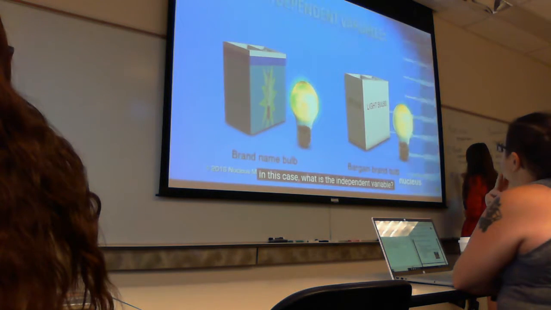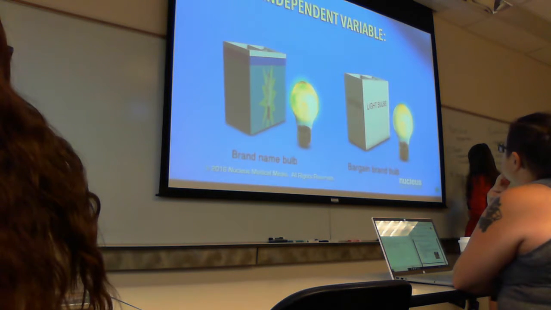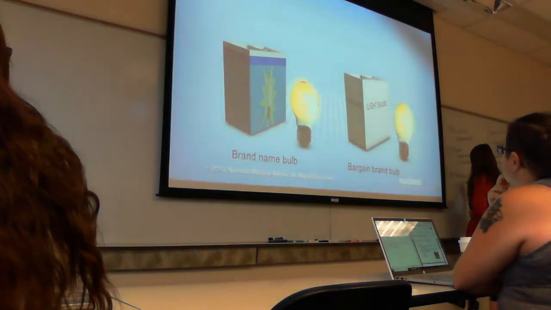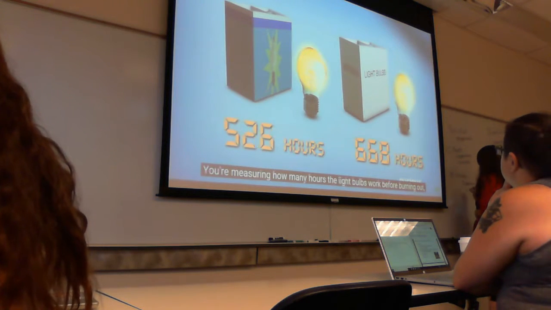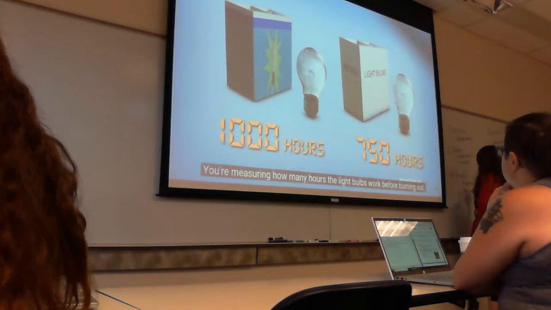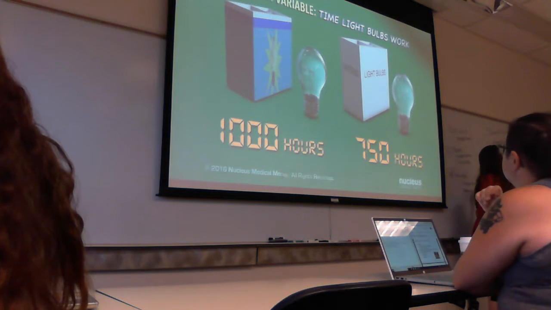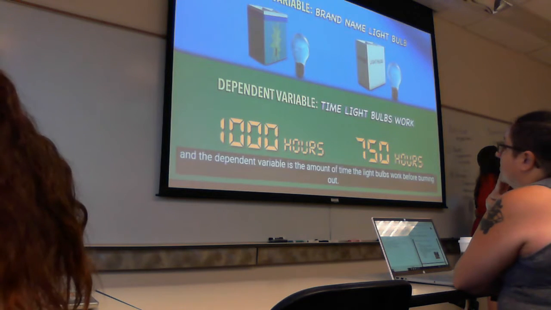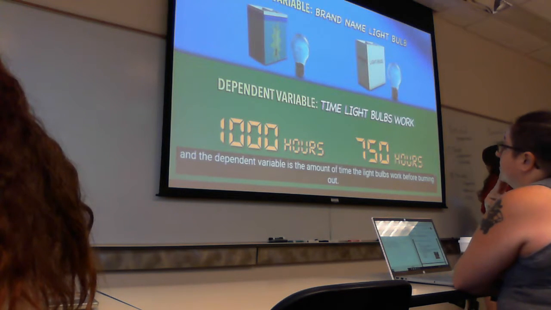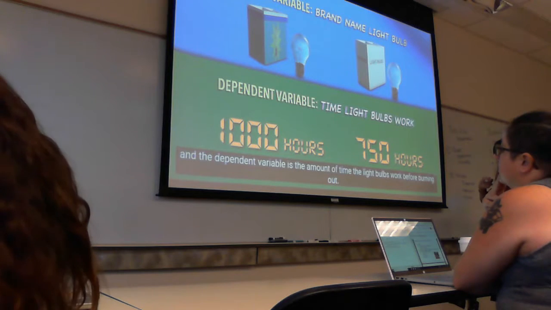In this case, what is the independent variable? It's the brand name light bulb. What are you measuring? You're measuring how many hours the light bulbs work before burning out, which is the dependent variable. The independent variable is the brand name light bulb, and the dependent variable is the amount of time the light bulbs work before burning out.